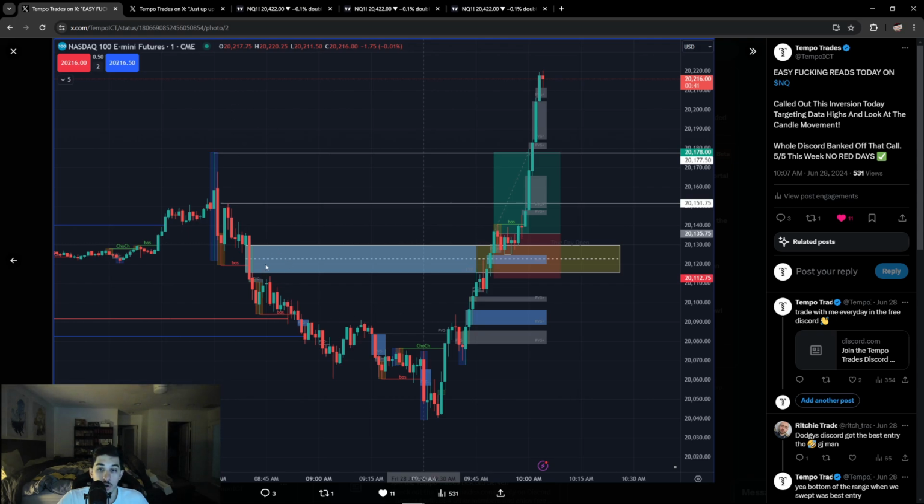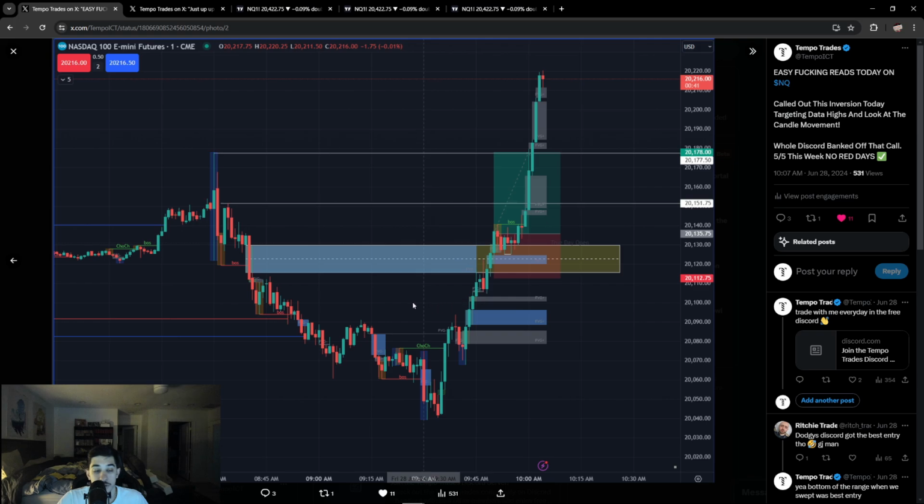So this is an all right setup. Now the reason this is an all right setup is because the best setup would be down here in discount. As you can see, again, we swept Asia low, we swept London low. Once market opens, I'm looking for the bullish reversal. This is a really nice gap. It looks pretty obvious, nice and big. We close over it. This would have been the entry down here.